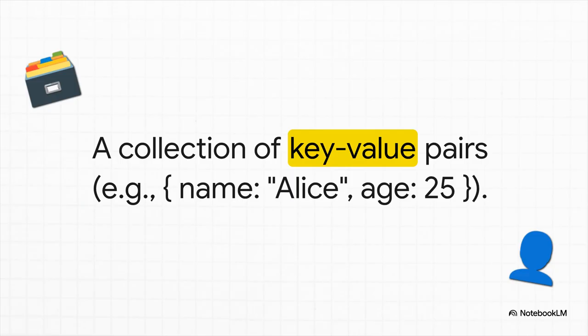Okay, so once you move past those simple one-item boxes, you get to the object. Think of this like a super container or a treasure chest. Instead of holding just one thing, it can hold a whole collection of related data, all organized with little labels or keys. So in this example, we have one object that describes a person, holding both their name and their age.